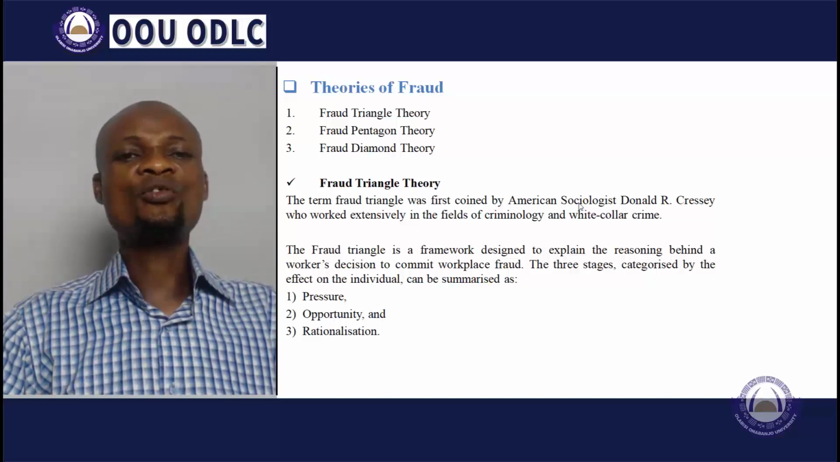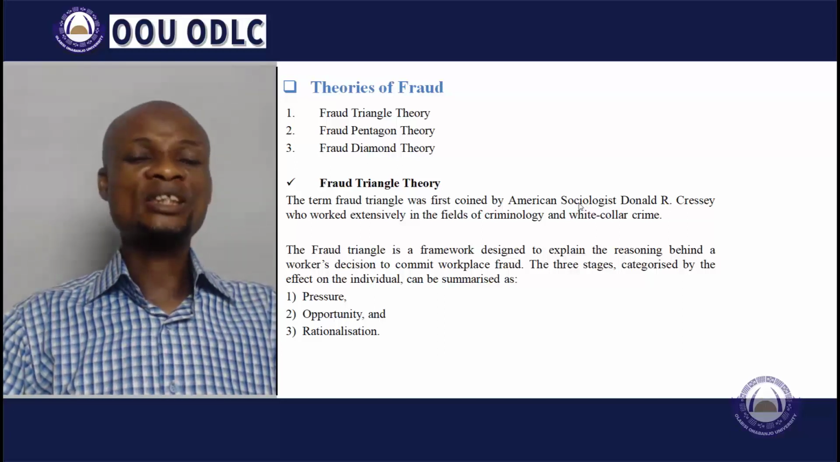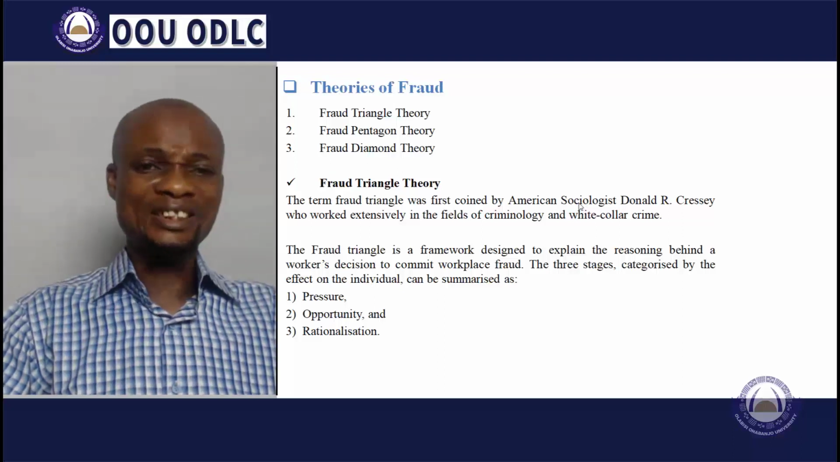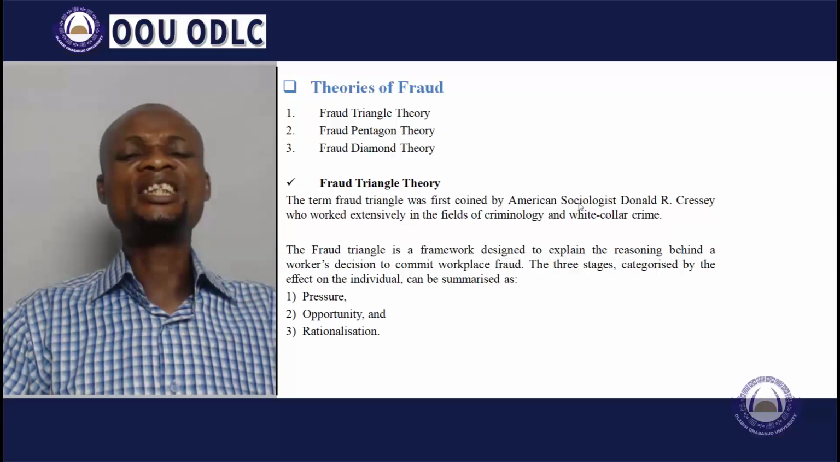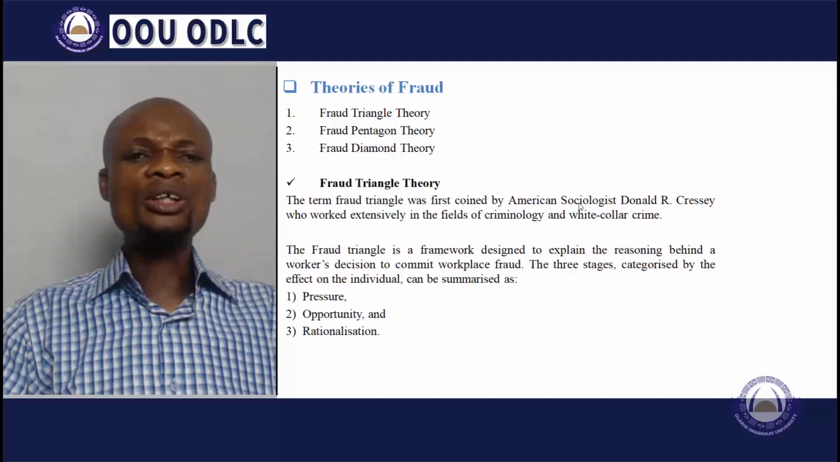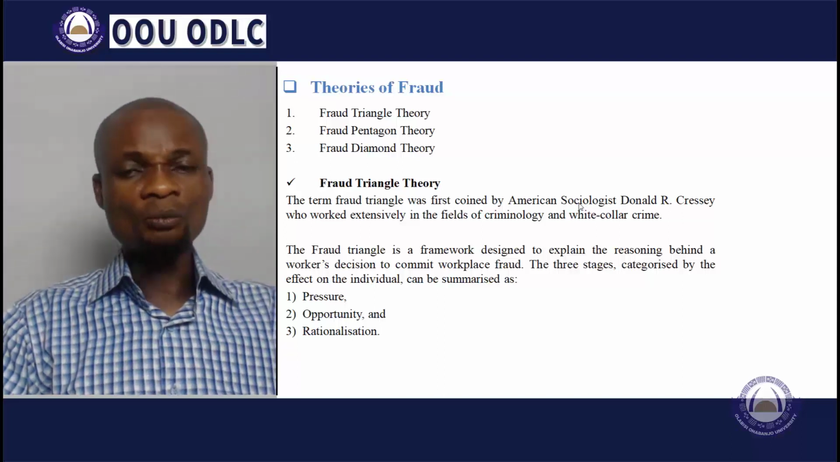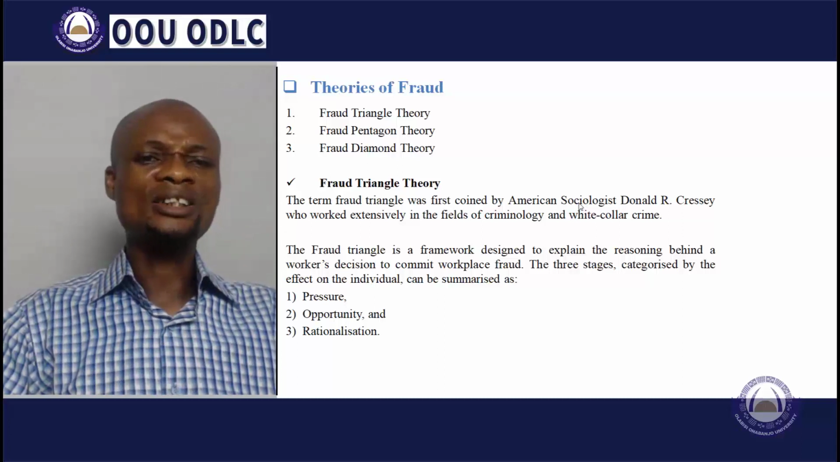The first one is fraud triangle theory, and this particular theory brings out three reasons why individuals engage in fraud. The second one is fraud diamond theory, and the third one is fraud pentagon theory. Let's now look at them one after the other.